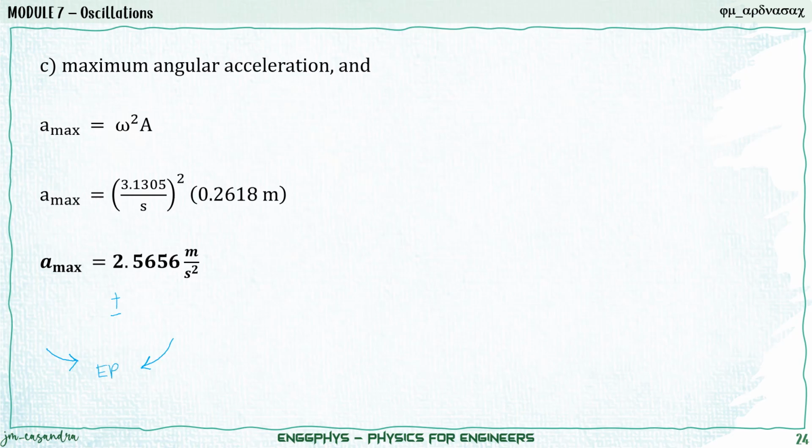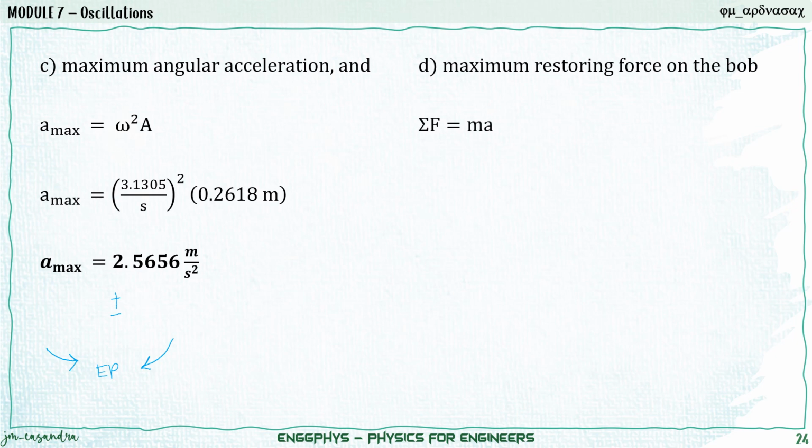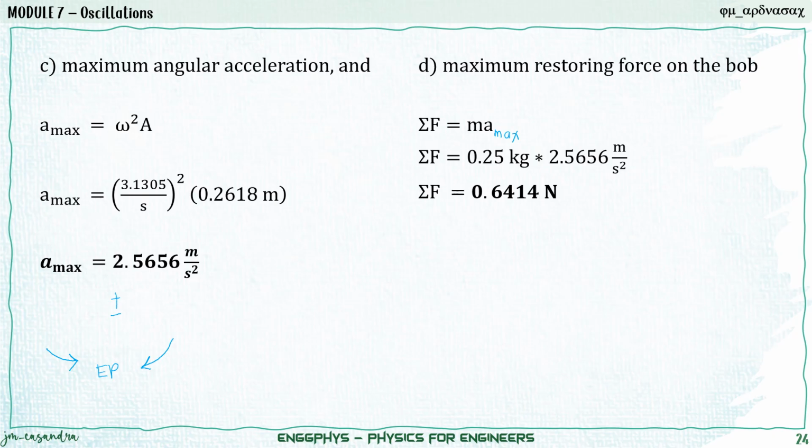Okay? So next is the maximum restoring force on the pendulum bob. So with this, we're going to use now our equation for restoring force, F_R, and we'll be applying second law of Newton's, so m times a, or that's now 0.25 kilograms times 2.5656. So since we're talking about maximum force, we'll be using here our Amax. So with this, our maximum restoring force now will be equal to 0.6414 newtons. So this is the force required to return to our equilibrium position.